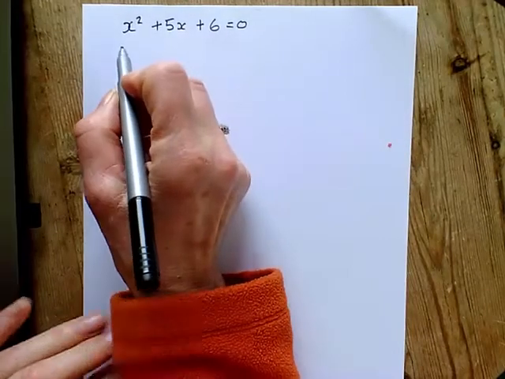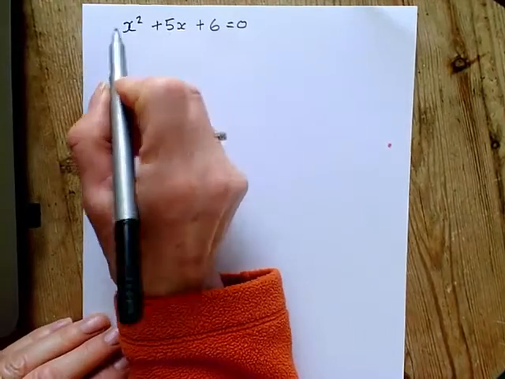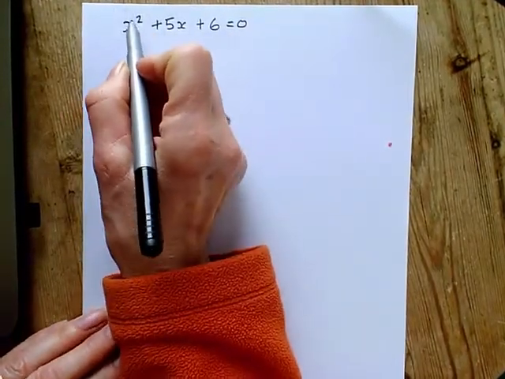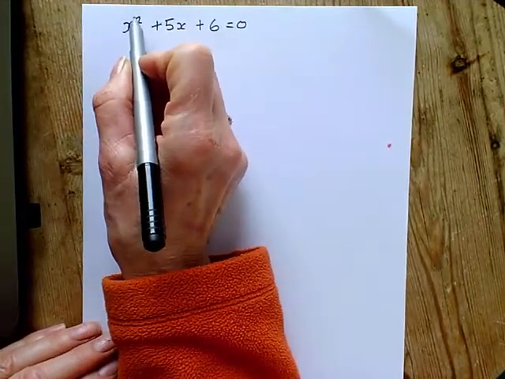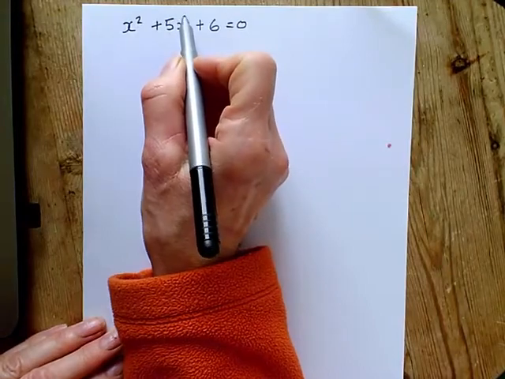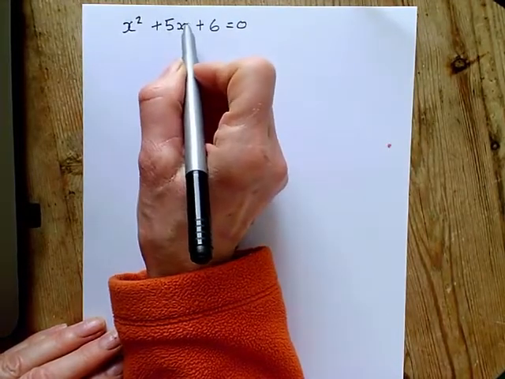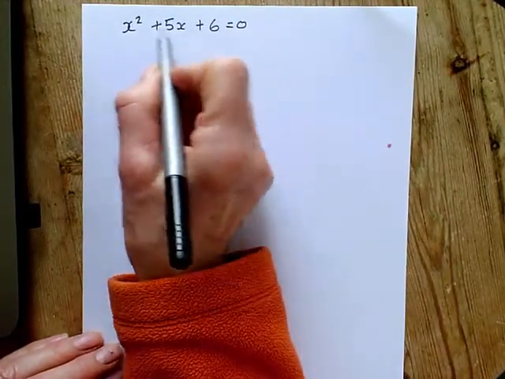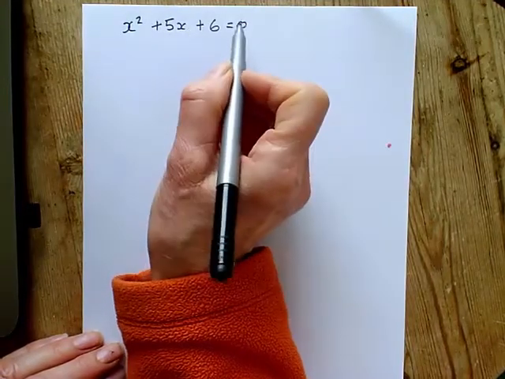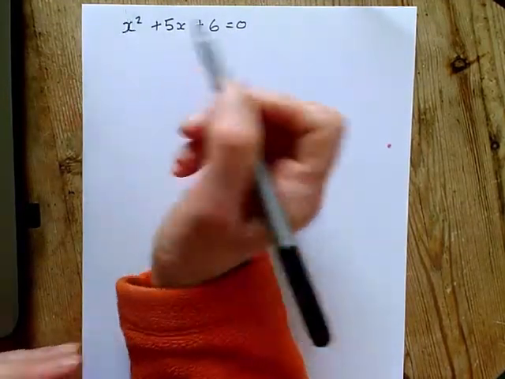Okay, we're going to start by solving this quadratic. How do we know it's a quadratic? We know it's a quadratic because there's a variable here with a power of 2. If this x had a power of 3, we wouldn't call it a quadratic, we'd call it a cubic because the highest power was 3. So we're always interested in the highest power, and here it is 2, therefore it's a quadratic.